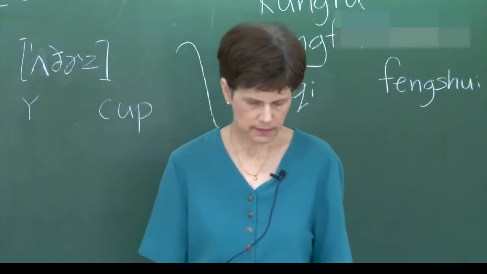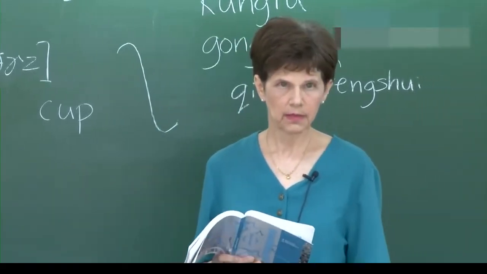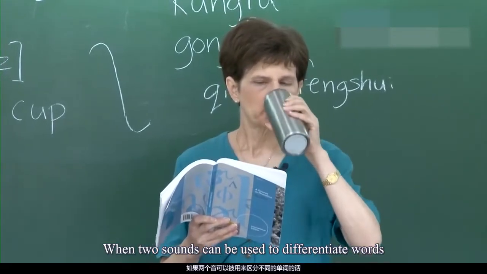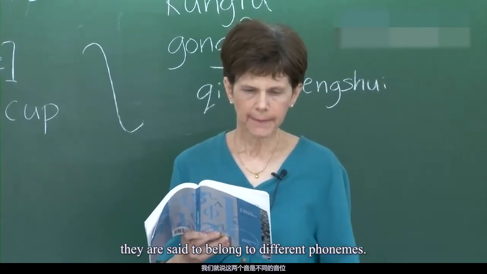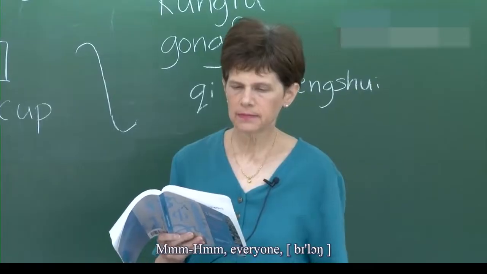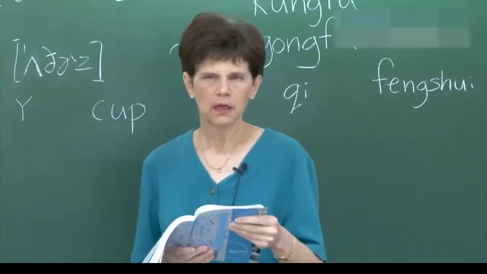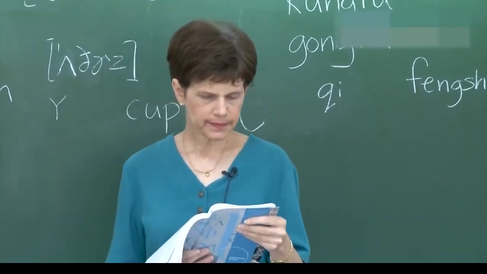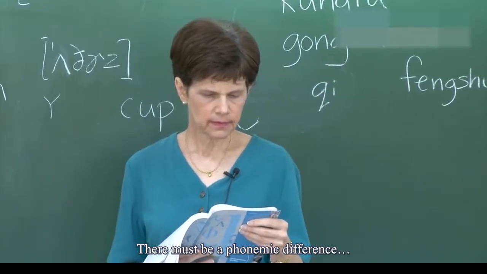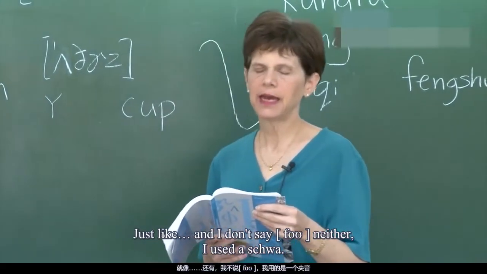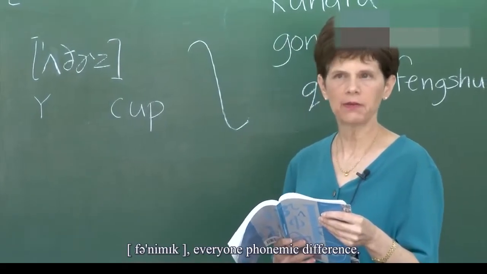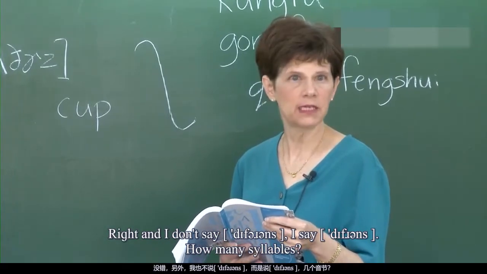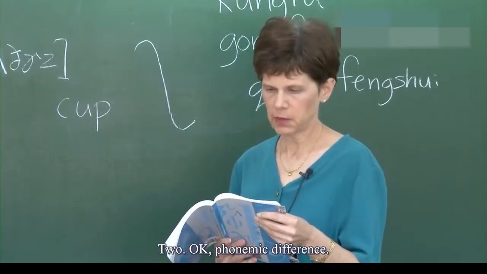Okay, let's go on. I'm Julia. When two sounds can be used to differentiate words, they are said to belong to different phonemes. Okay, I say belong. Everyone, belong. Either pronunciation is fine, but the key is the r, the vowel after it. There must be a phonemic difference. Phonemic. Just like, I don't say phone either, I use a schwa. Everyone, phonemic difference. And I don't say difference, I say difference. How many syllables? 2. Okay, phonemic difference.